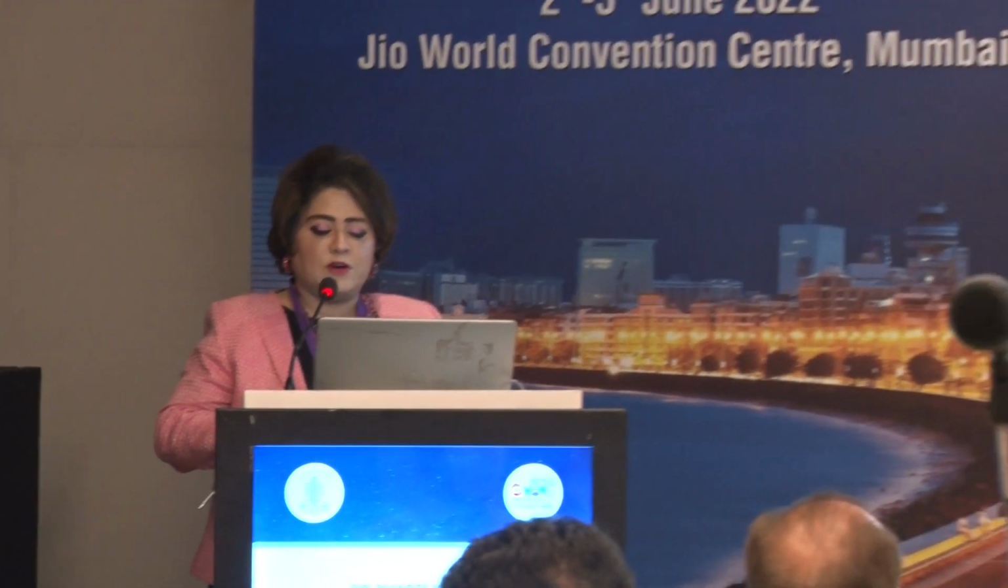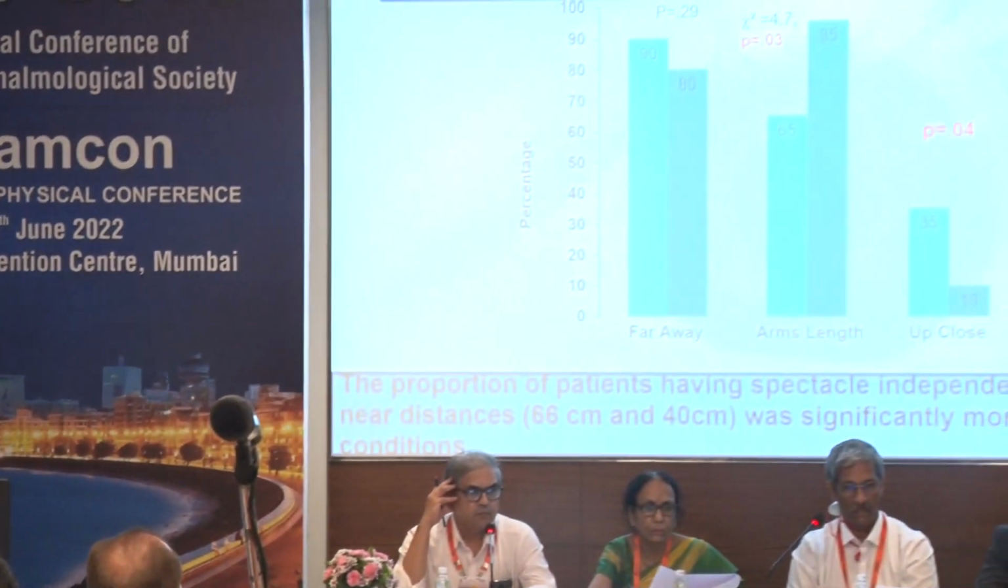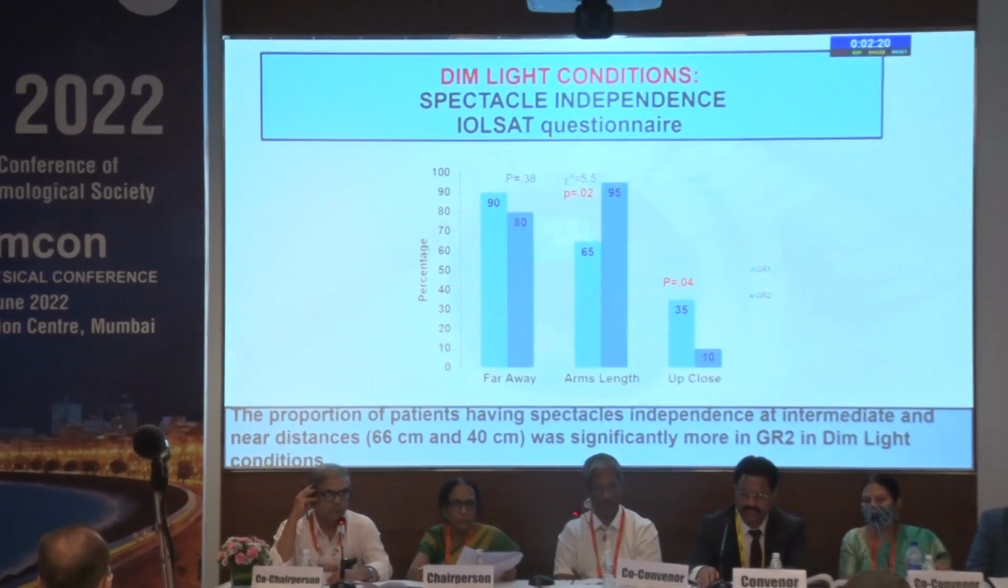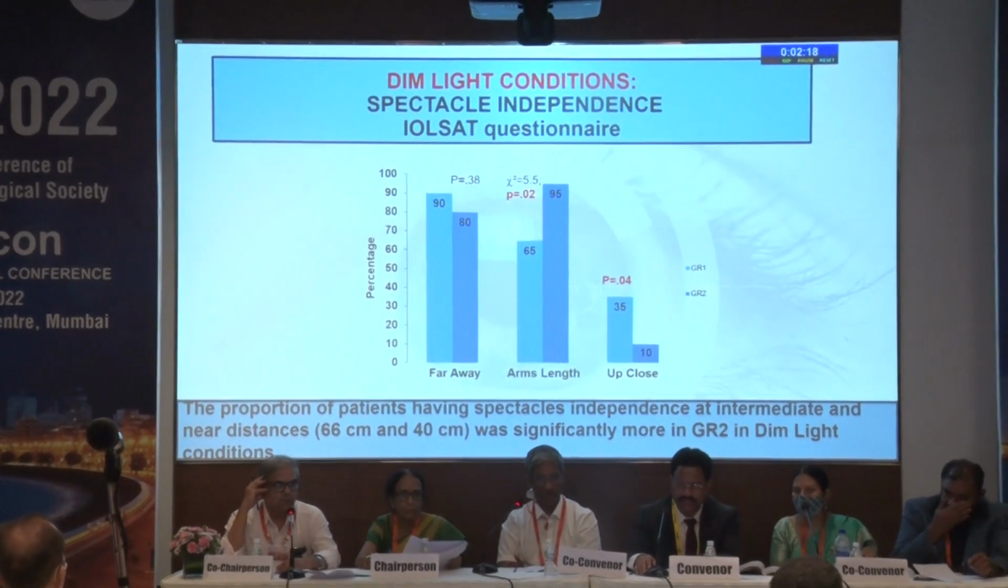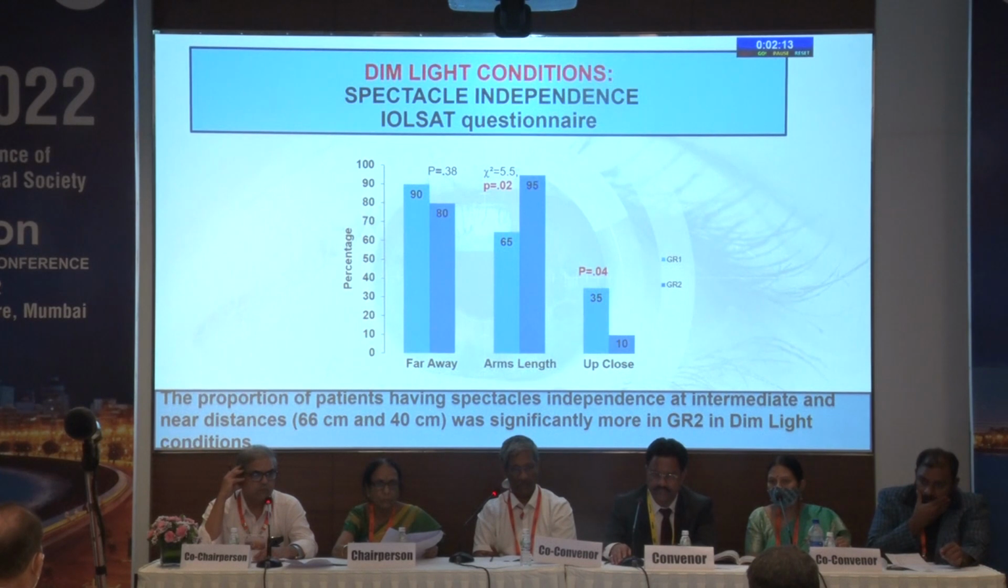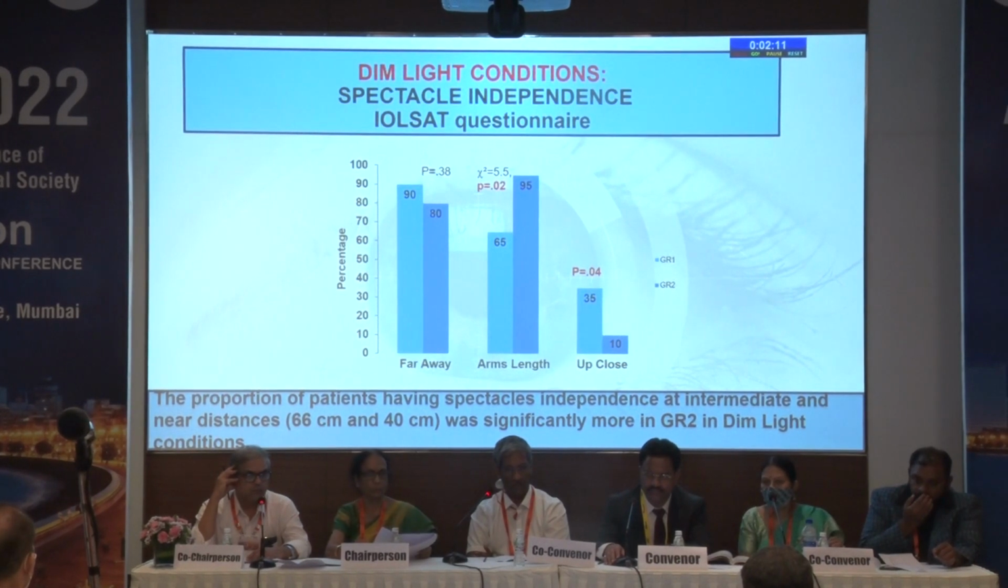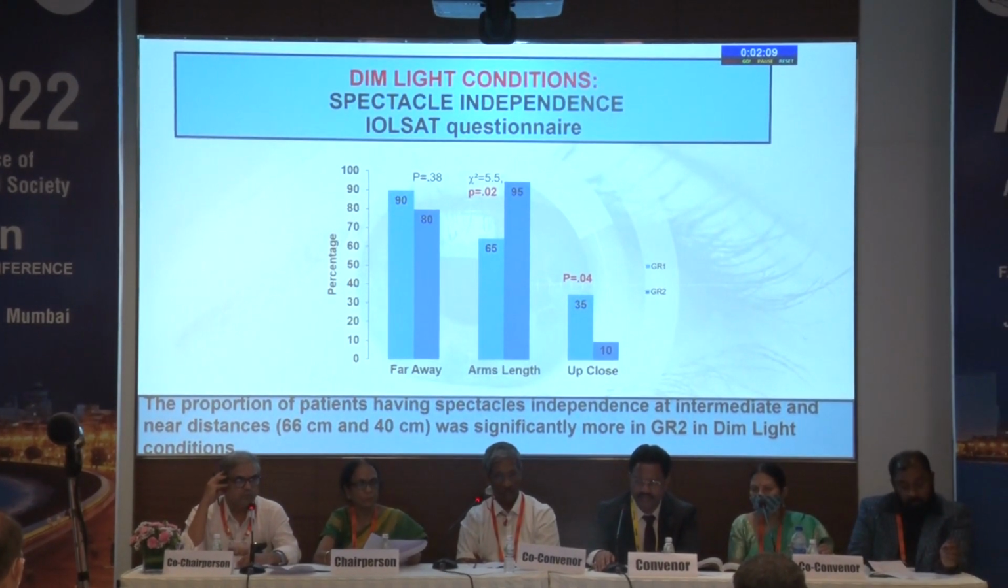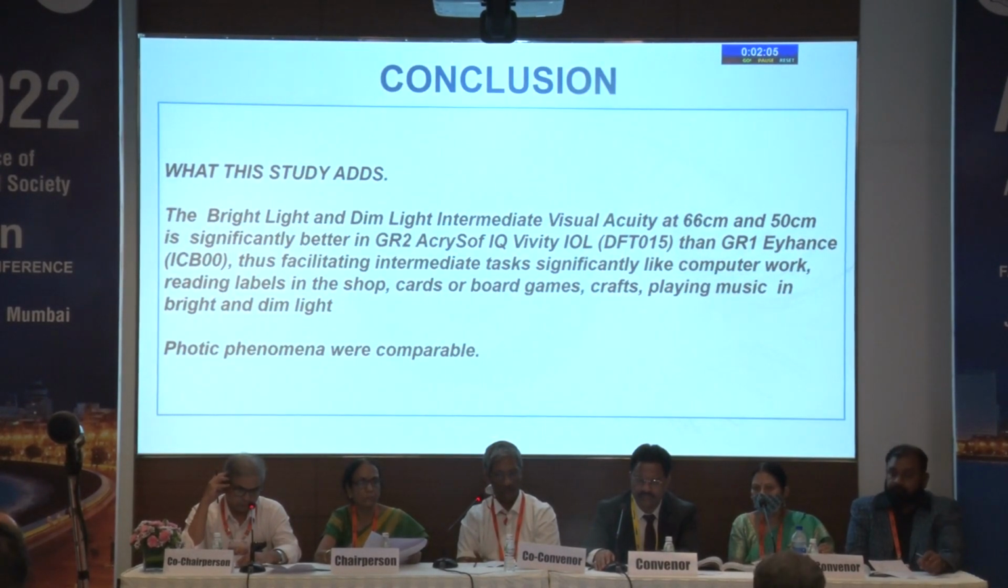The proportion of patients having spectacle independence at intermediate and near distance, 66 and 40 cm, was significantly more in group 2 DF215 in bright light condition, and the proportion of patients having spectacle independence at intermediate and near distance, 66 and 40 cm, was also significantly better in group 2 in dim light. So group 2 did well in bright and dim light, at intermediate and near vision distance also.